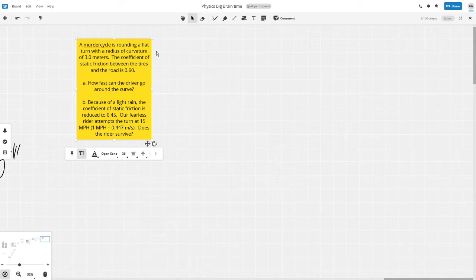No, yeah, you're on the right path. So yeah, that's his new maximum speed, and you see if this speed here is higher or less than that. If it's higher, he doesn't survive. If it's lower, then he does.